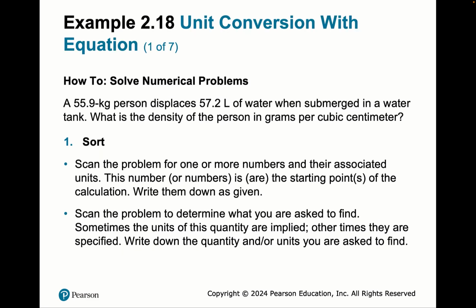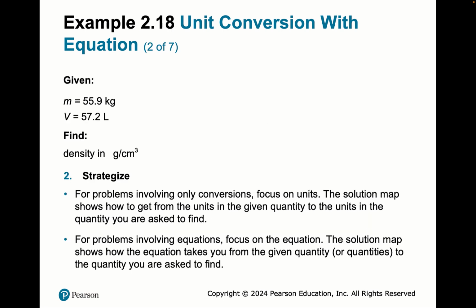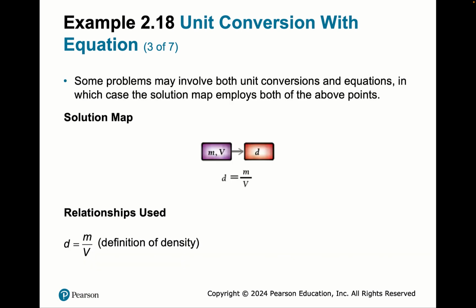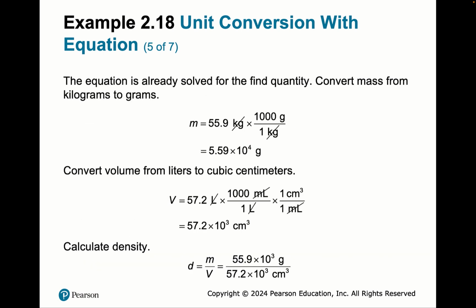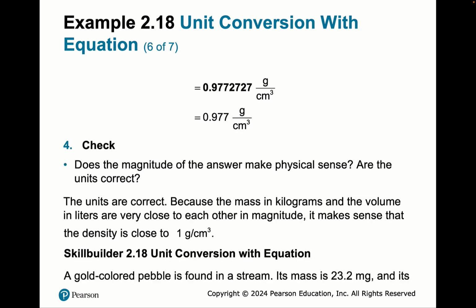So also, how dense are you? A 55.9 kilogram person displaces 57.2 liters of water. What's the density of the person in grams per cubic centimeter? Same idea. We just have to turn the mass into grams, and then the volume to cubic centimeters or milliliters, and then divide the two. So just focus on the units, get the mass, get the volume, and then divide.